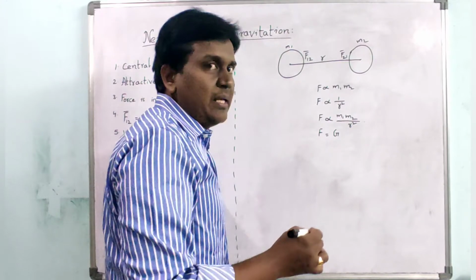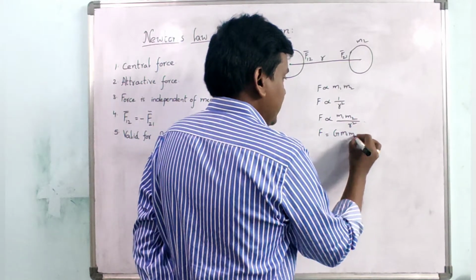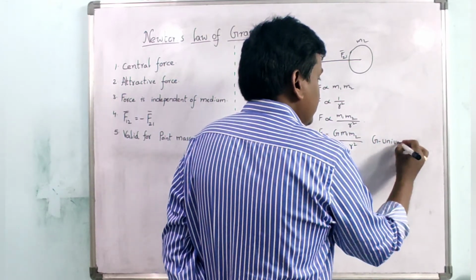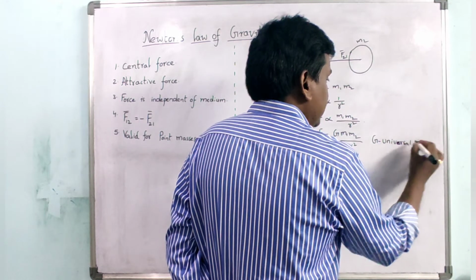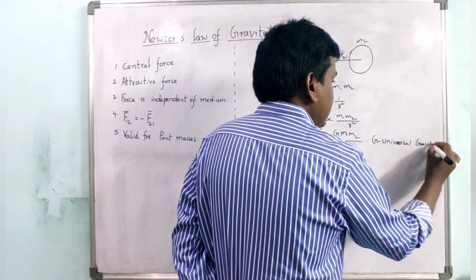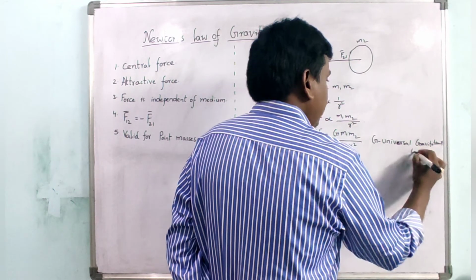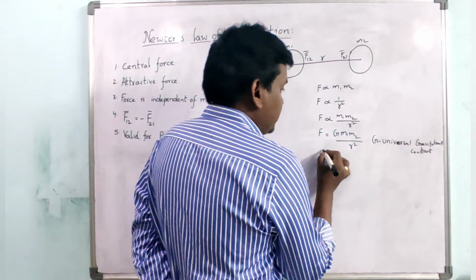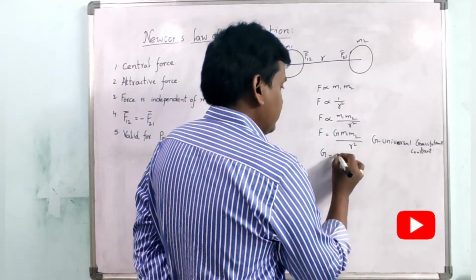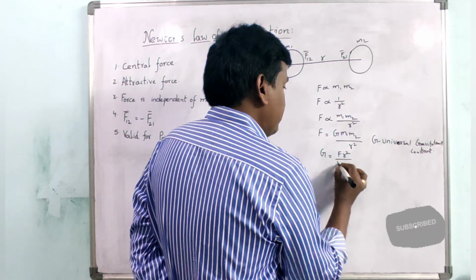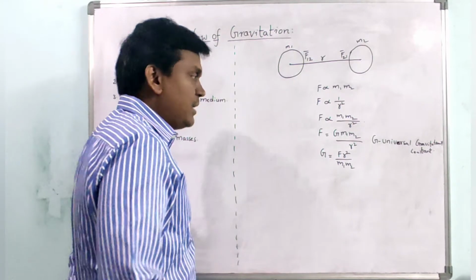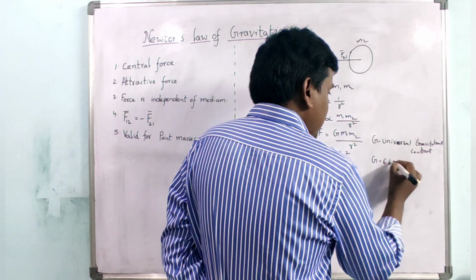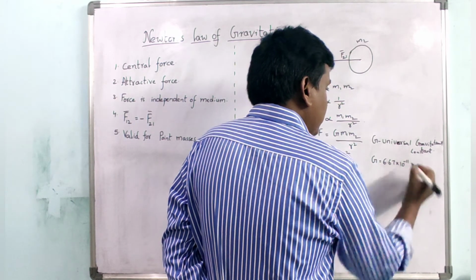To make this an equality, we have to bring in a constant. That constant is capital G. So F equals capital G m1 m2 by r square, and this capital G is called the universal gravitational constant. Here G equals F r square by m1 m2, and this capital G has a value of 6.67 into 10 to the power of minus 11.